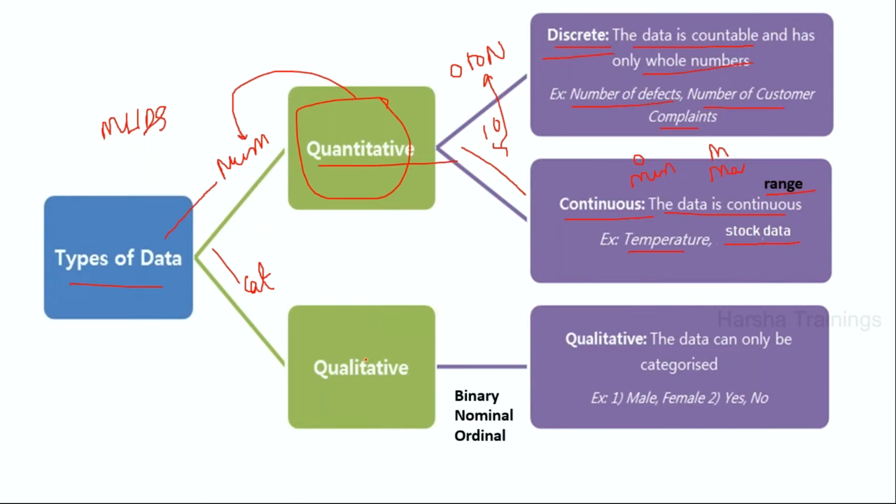Okay, another kind of classification is qualitative data. It is also called category. Here the data can be categorized. Let us take a simple example: gender. Gender can be male or female. Or maybe you may take medical image analysis, where a patient has sugar or not. Yes means the patient has sugar, no means the patient doesn't have sugar. Is it okay? Now, categorical data can be divided into binary, nominal, and ordinal.